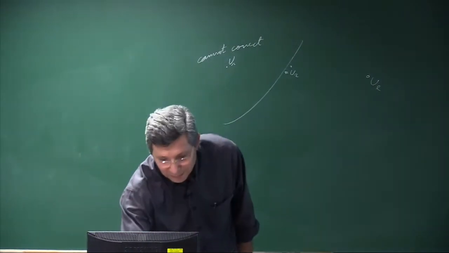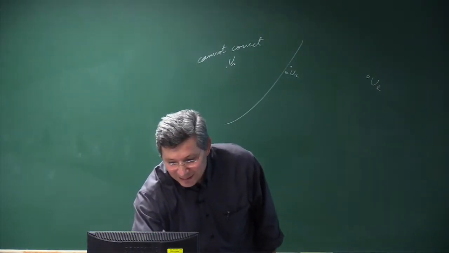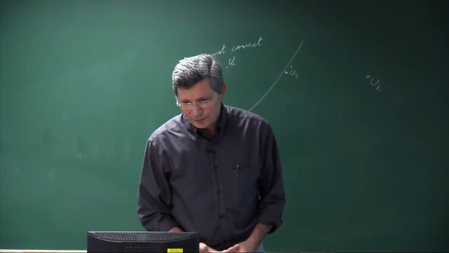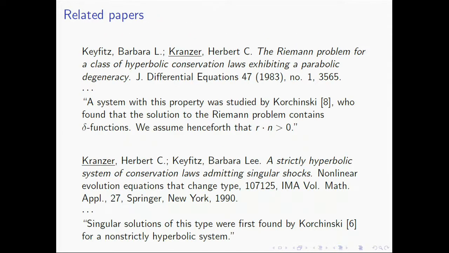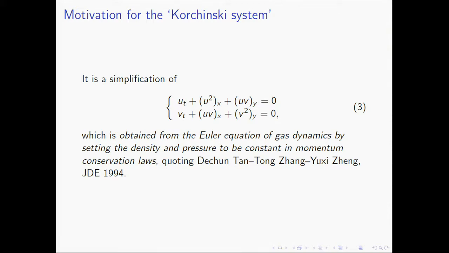Okay, so let's go back to this Koszynski system. I would like to point out that it is not just an abstraction, just an example. There is a motivation for considering this system. You see, it's u squared, uv. And how can you obtain this system? Well, first you consider the Euler equations of gas dynamics, and you put pressure and density constant, and you obtain this system.